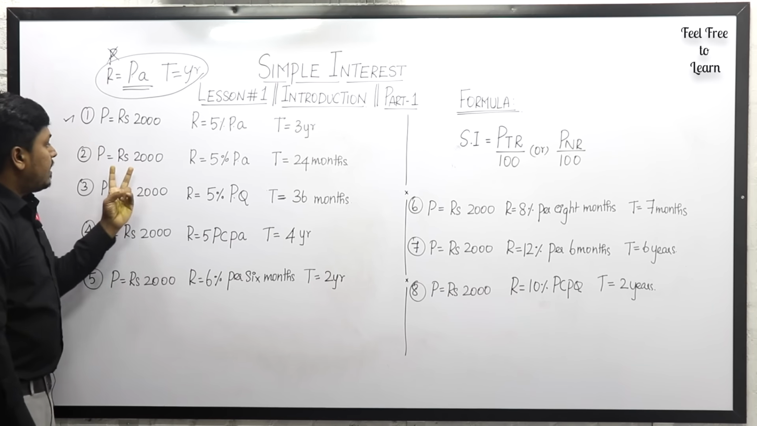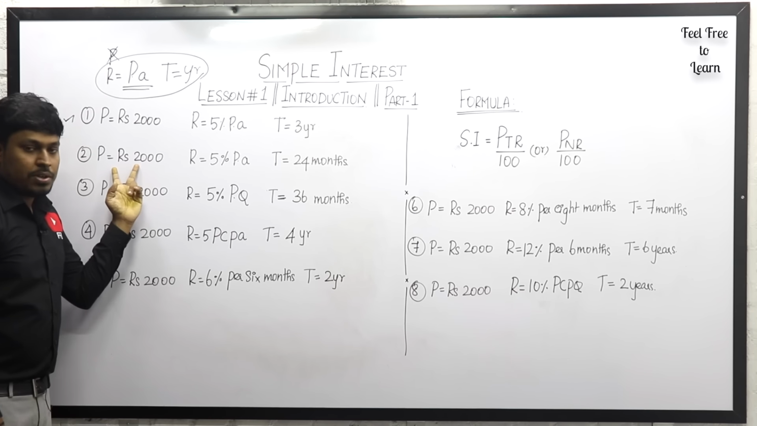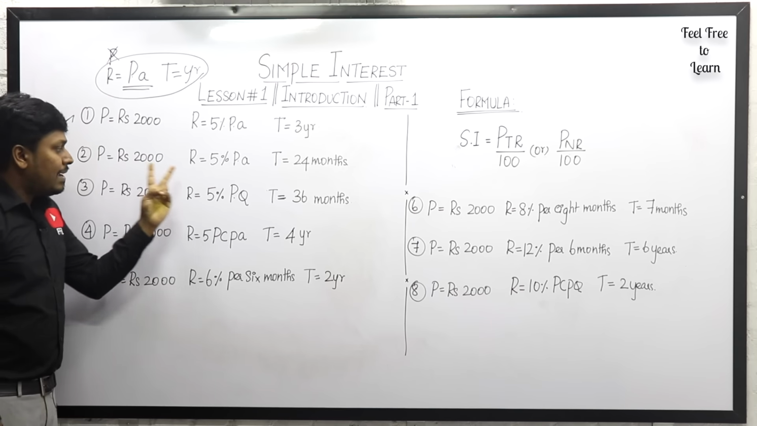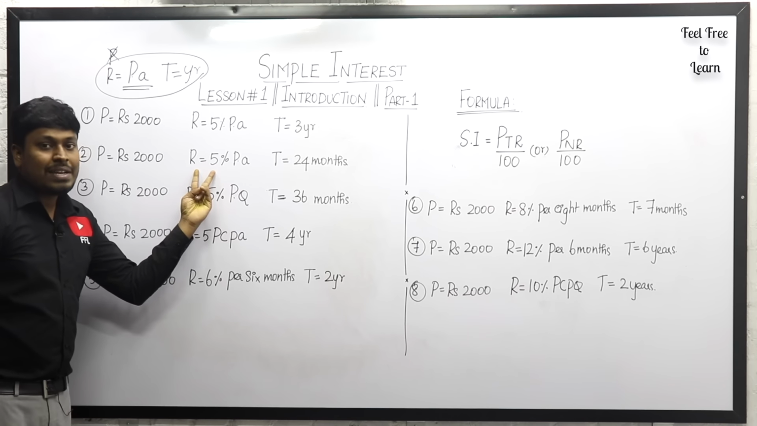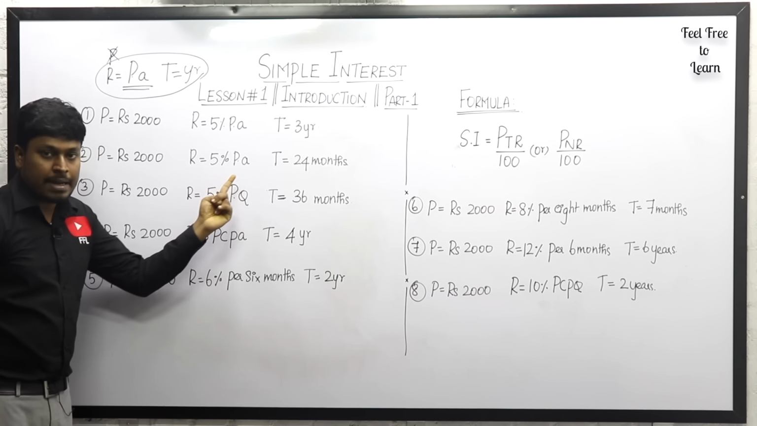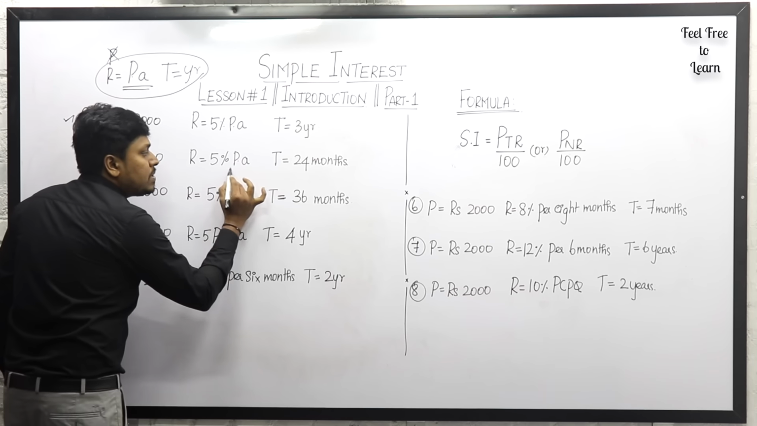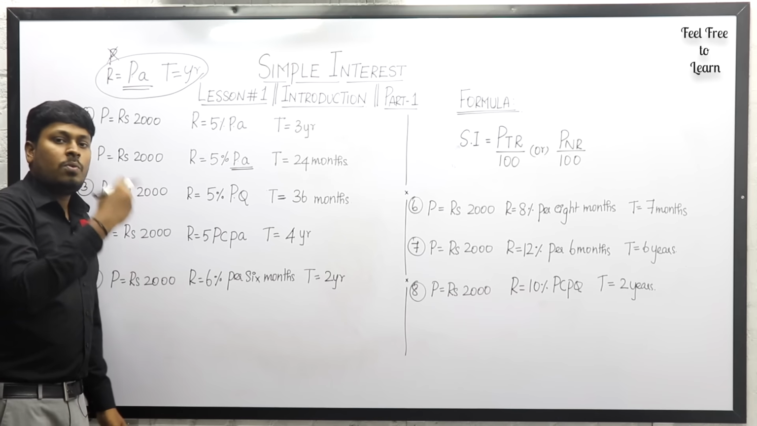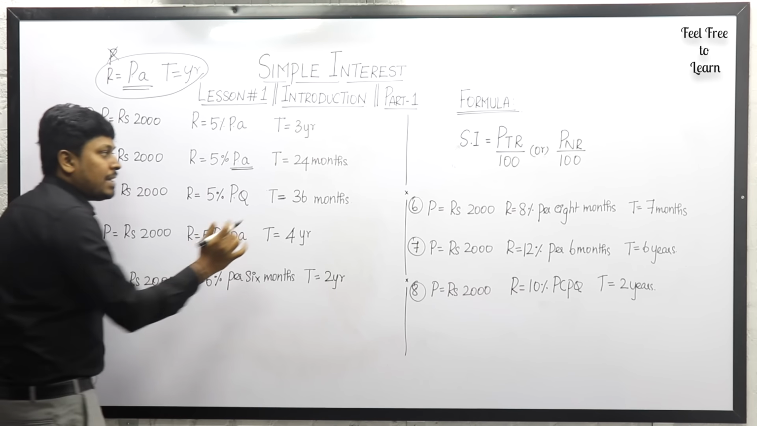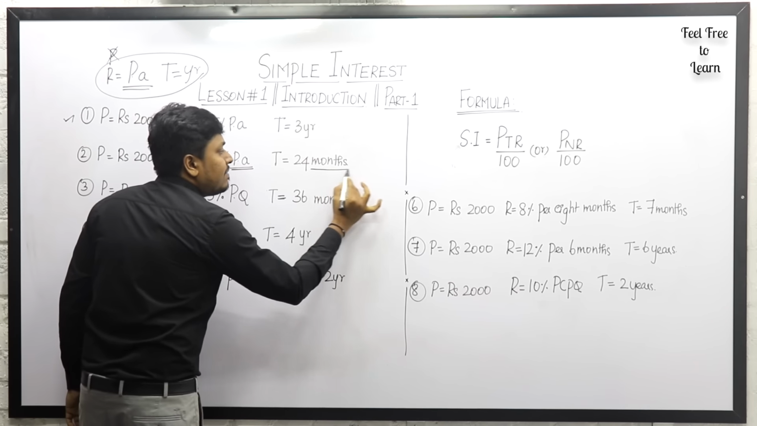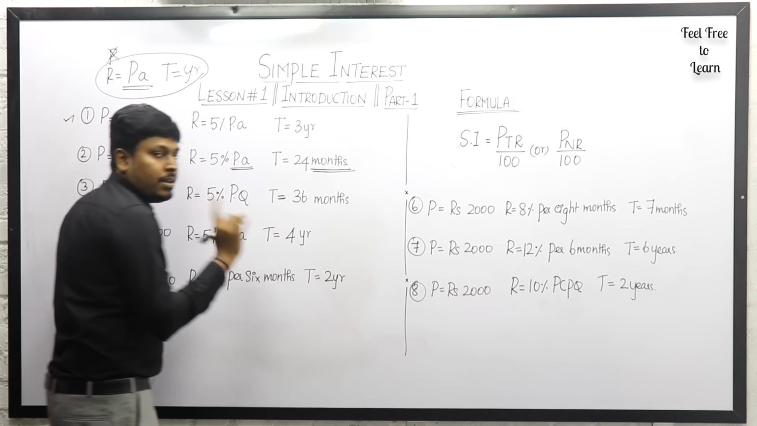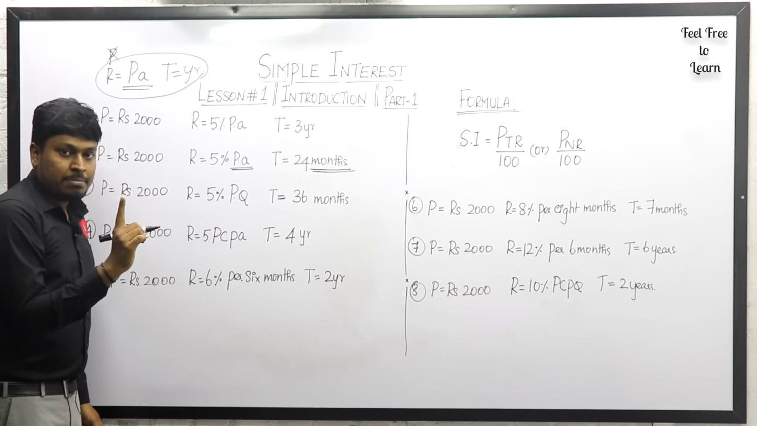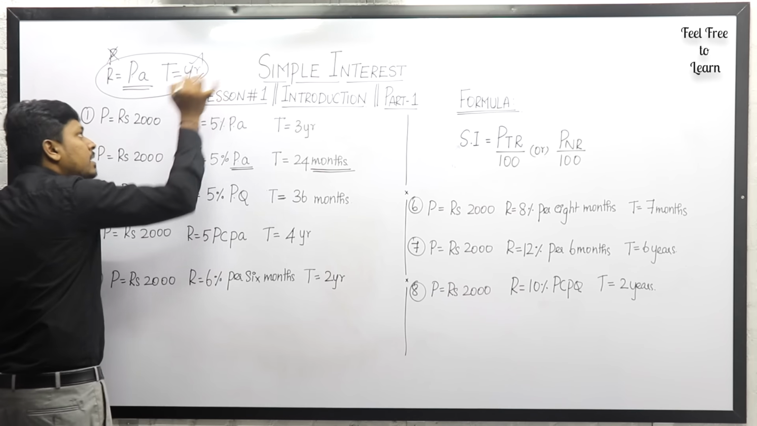Second note. Here the principal is rupees 2000. You don't want to care about the principal. Next is the rate of interest. The rate of interest is 5% per annum. So here you can see the value of R is given in terms of per annum, 1 year. So you don't want to care about the value R. But here the time duration is given in terms of months, not in years. Always remember that the time duration should be in terms of years.